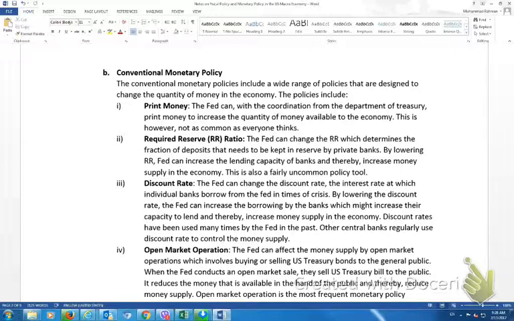Sometimes by lowering the required reserve ratio, the Fed can allow more borrowing by individual private banks, and when the Fed does that, it basically increases the money supply of the economy. The required reserve ratio is also a fairly uncommon monetary policy tool. Part of the reason is because whenever the Fed changes the required reserve ratio, it creates a lot of administrative problems and chaos in the financial sector, right?